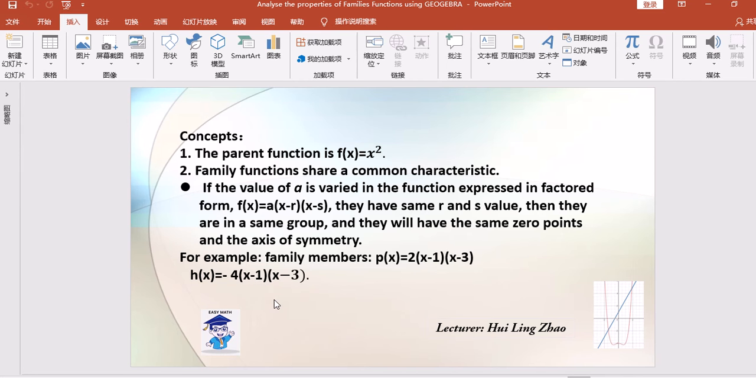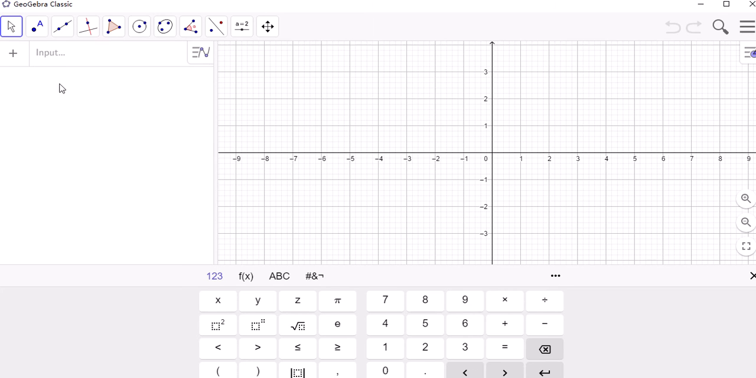Now let us use the software GeoGebra to explain the graphs. First, we open the web page, GeoGebra Classic, and here input the function. The parent function is f(x) equals x squared, and the graph is here. The axis of symmetry is the y-axis, that means x equals 0, and it opens up.